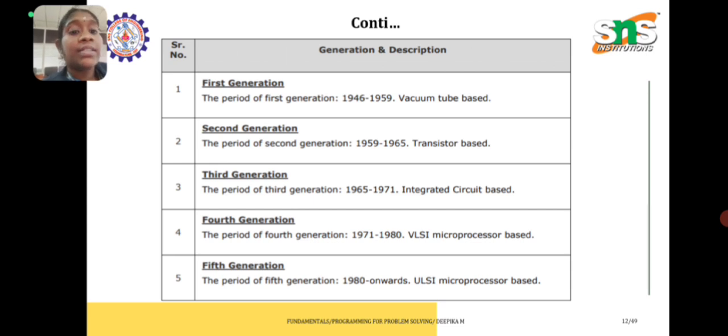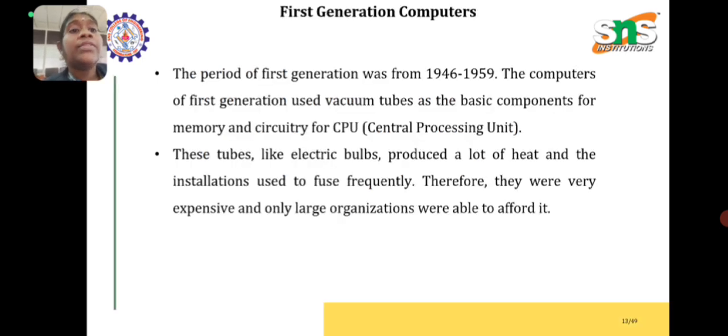And the fifth generation is from 1980 till now. The fifth generation is still running on. In this generation, instead of VLSI, we use ultra large scale integration, which we all use now. And first we move on to first generation computers.